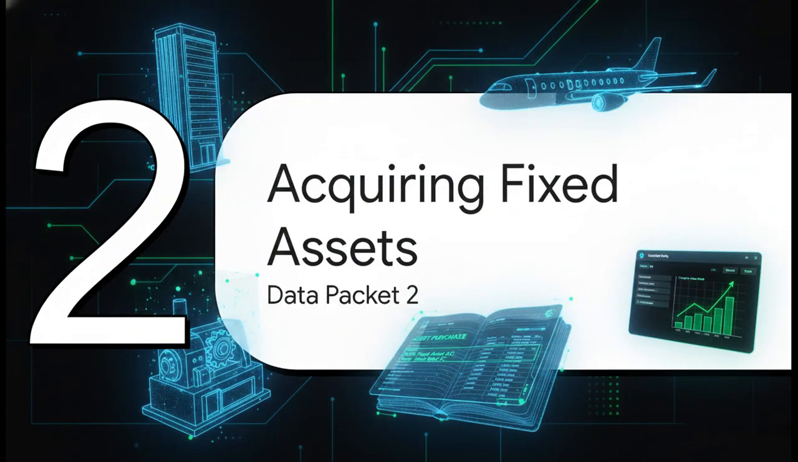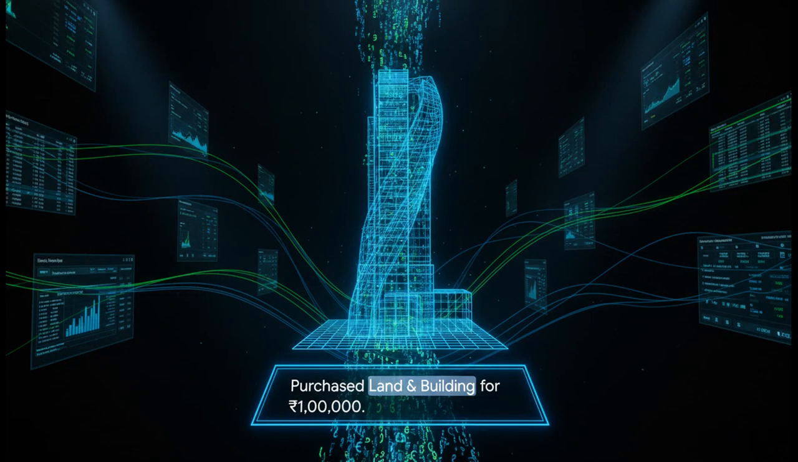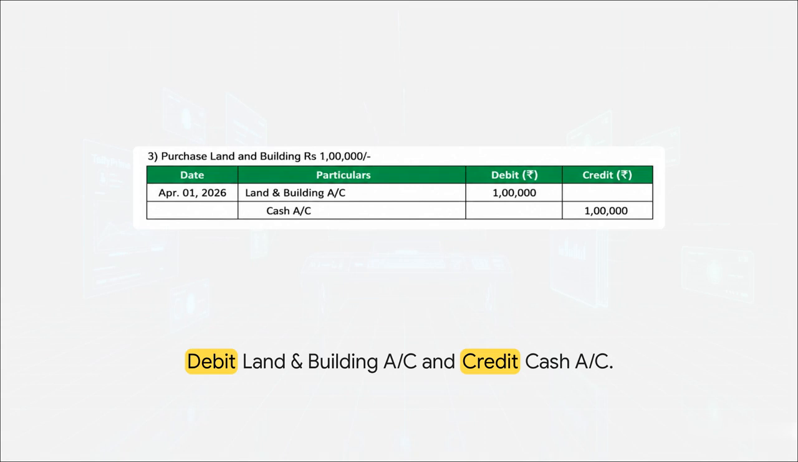Moving on to Section 2, Acquiring Business Fixed Assets. Okay, big moves here. The business has just secured a commercial property. We purchased land and building for 1 lakh rupees. So we're effectively transforming our liquid cash into a solid fixed asset. For a massive transaction like this, the fixed asset account for land and building is increasing. The business now actually owns this property, so it is debited for 1 lakh rupees. And this is perfectly offset by a heavy 1 lakh rupee credit to our cash reserves, because, well, that cash has successfully left the building.